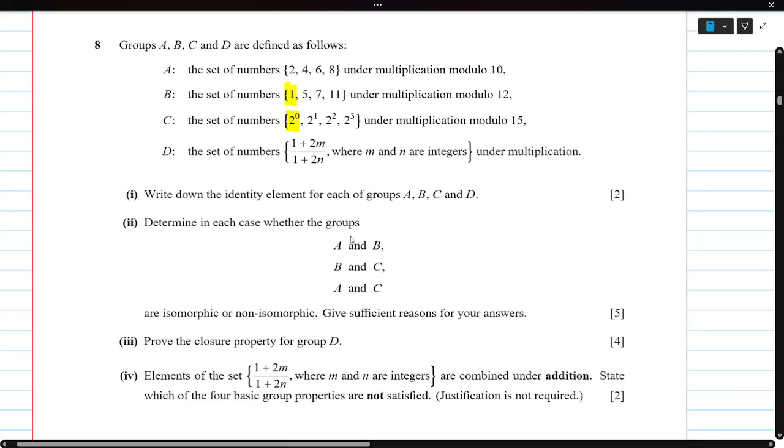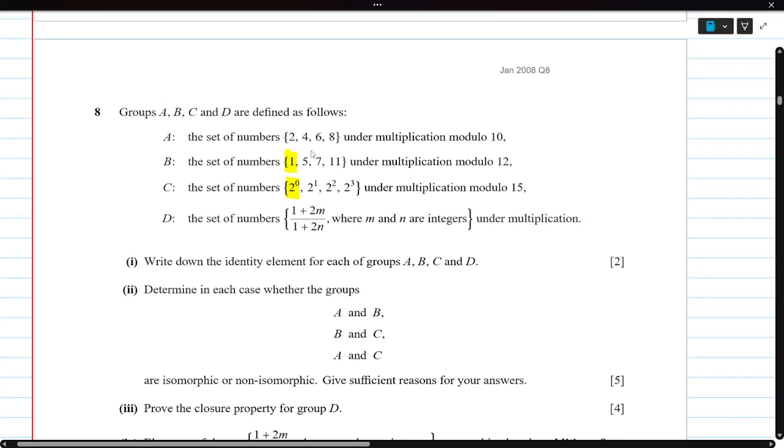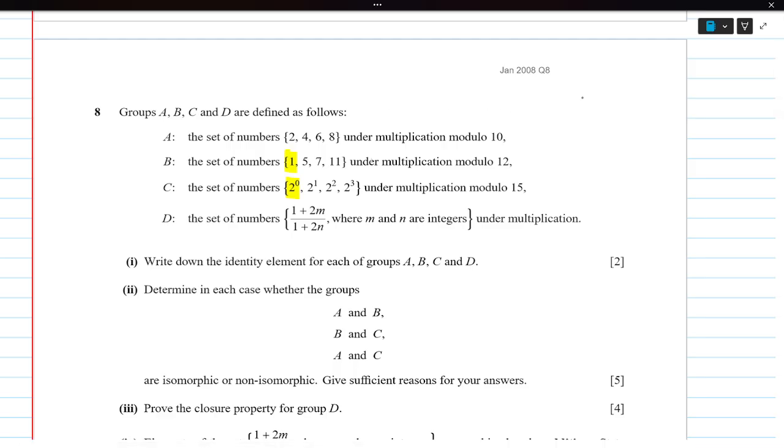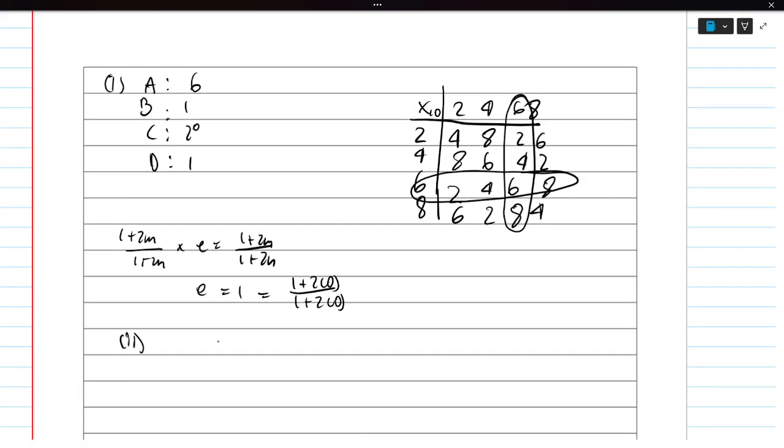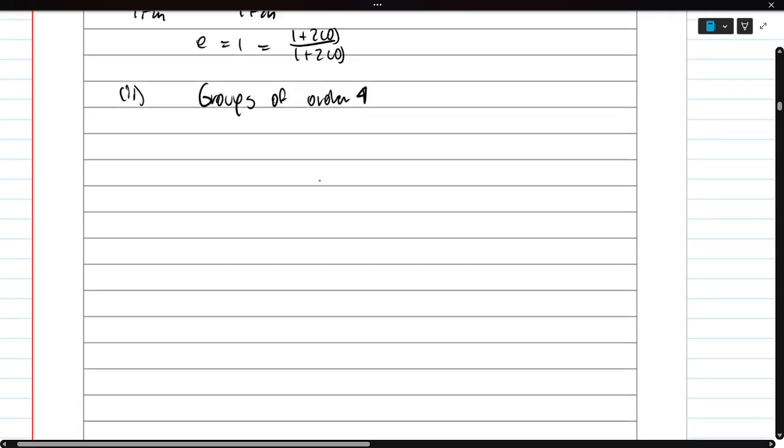Determine in each case whether the groups A and B, B and C, and A and C are isomorphic or non-isomorphic. Okay, A and B. Well, I could write down the Cayley table for B, and if there is the same pattern, then it has to be isomorphic. But there are only 2 groups. So for groups of order 4, I'm actually going to write this down. Groups of order 4, there are 2 possibilities.